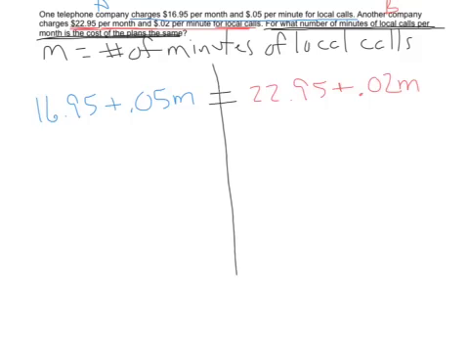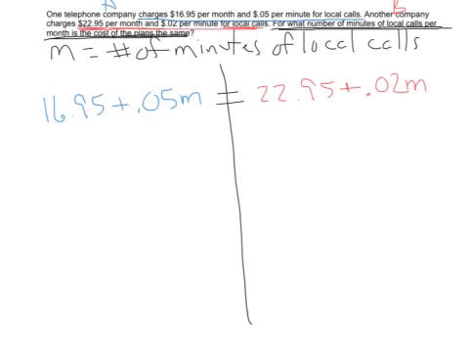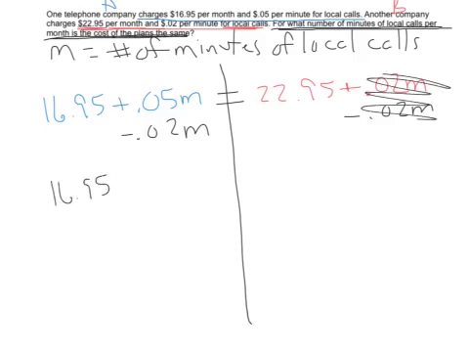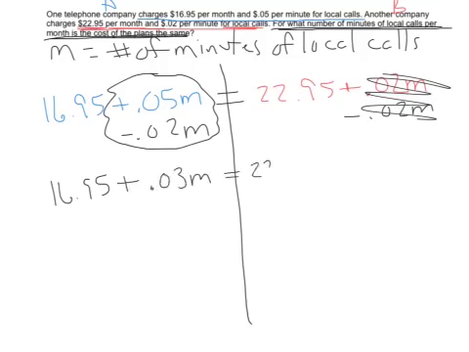So I'm going to draw my line through our equals. And since we have variables on both sides, we're going to start with the smallest variable. So our smallest variable is this 0.02m. So we're going to subtract 0.02m from both sides. Okay, so they're going to cancel out on the right. And on the left, we're going to bring down this $16.95. Then 0.05m minus 0.02m is going to give us a positive 0.03m equal to $22.95.